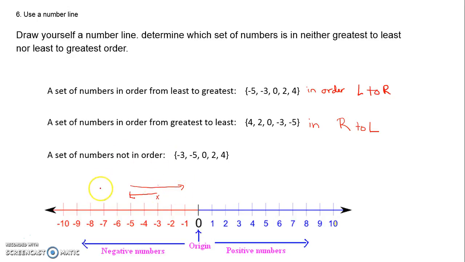We move to the left and then to the right, and the problem is that -5 is actually less than -3. So that's not in order. So it would be a set of numbers like that you're looking for on your CR. The teacher says either put them least to greatest, greatest to least, and you find the one that's not in order. Hopefully that helps.